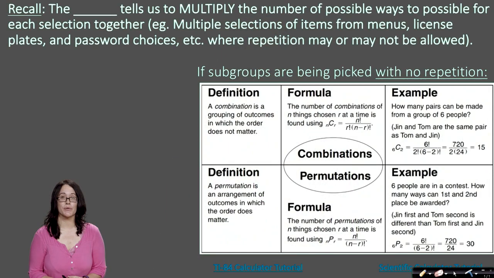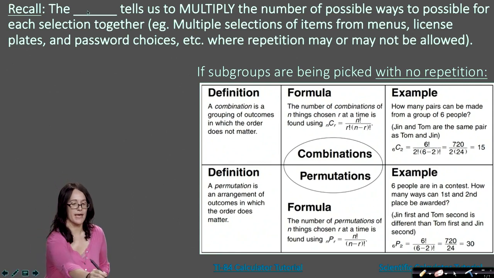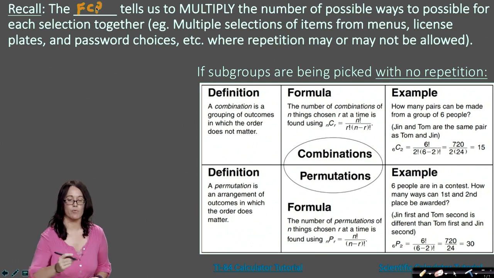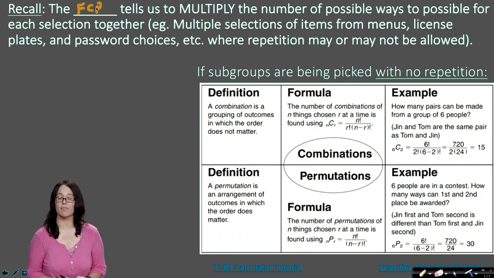Hello, in this video we introduce the difference between permutations and combinations. Let's get started. So remember, last time we talked about the fundamental counting principle, or the FCP. What did the FCP do? Well, it told us that we could multiply the number of possible ways for each selection to happen.